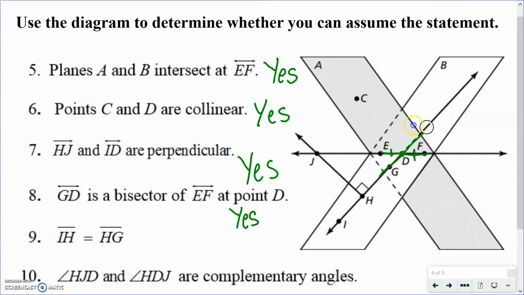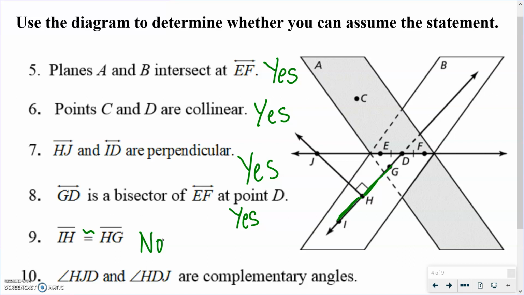Okay. Next is segment IH and segment GH are congruent, or equal. And it might look that way, like IH is right here and GH or HG is right there. They look pretty similar, but there's not enough information. They're not marked. You're not 100% sure they're congruent.